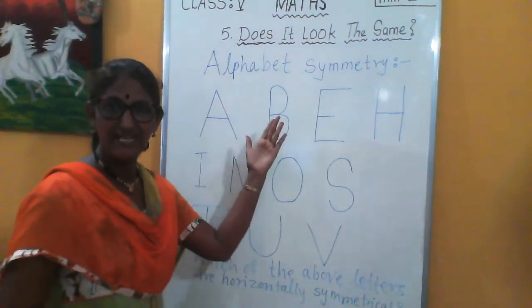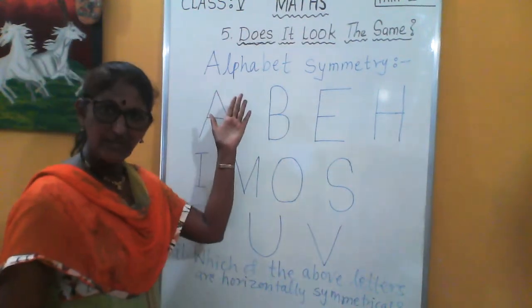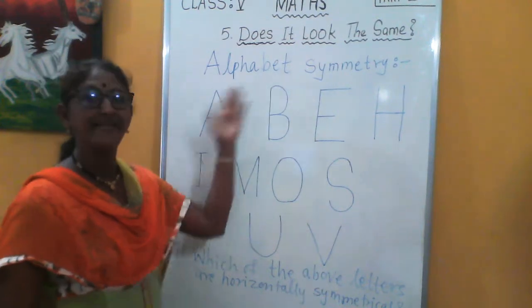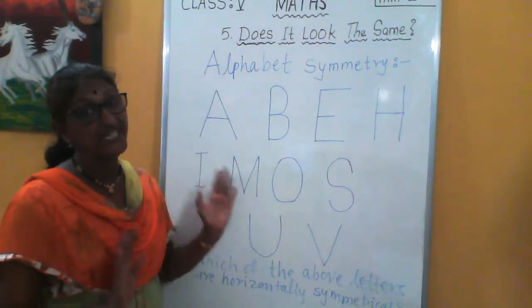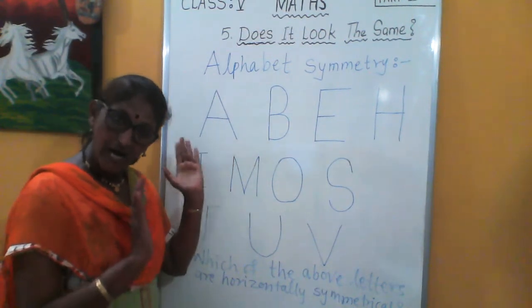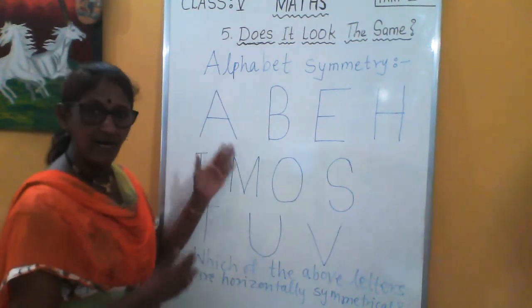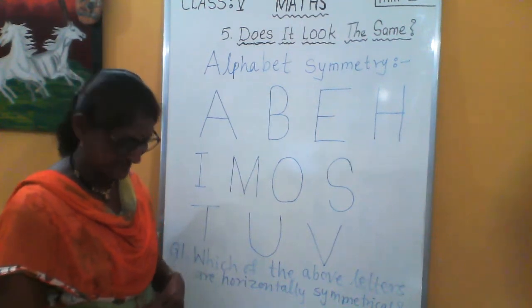Does it look the same? Part 2. Now, today we are going to see the alphabet symmetry. Alphabet symmetry means we know the letters from A to Z. There are 26 letters and we will see how to find out the symmetry of the given letters.